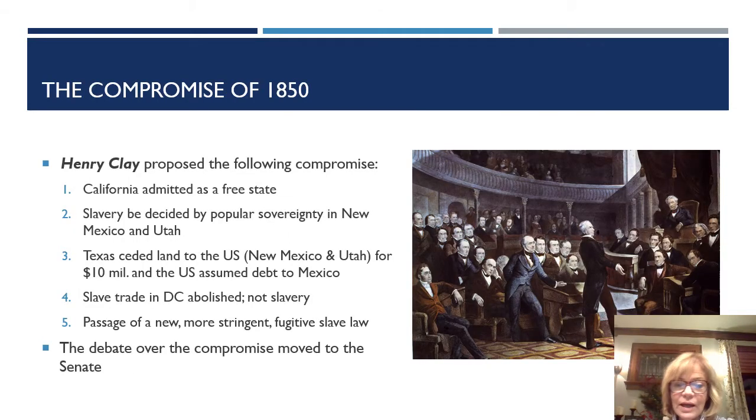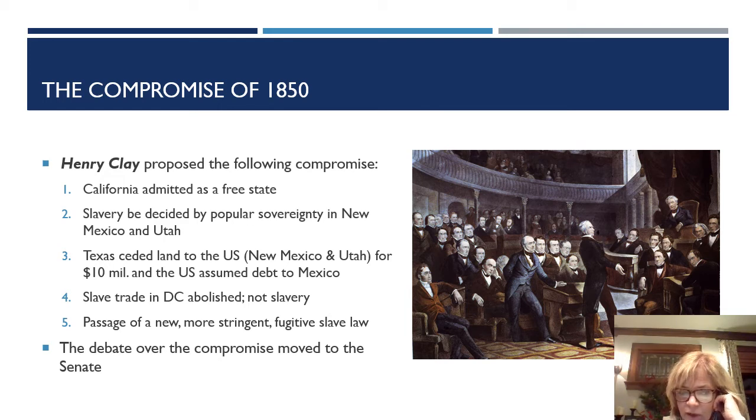So with all this heightened animosity, the great compromiser Henry Clay comes up with a plan. Now remember, Henry Clay had already done the Missouri Compromise of 1820 and the compromise about the tariff of abomination when he gradually reduced the tariff. So this is his final compromise because he's going to die in 1852.